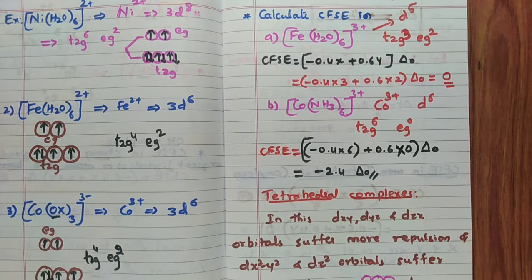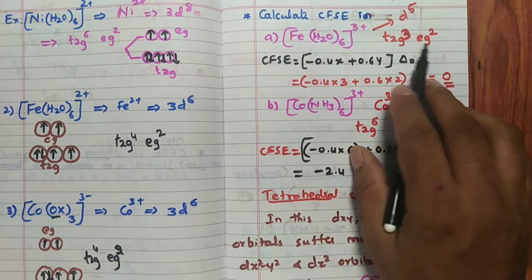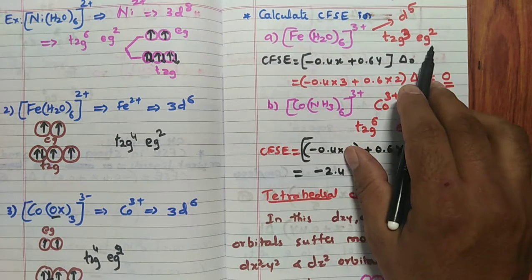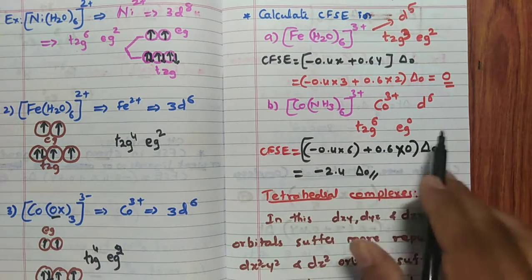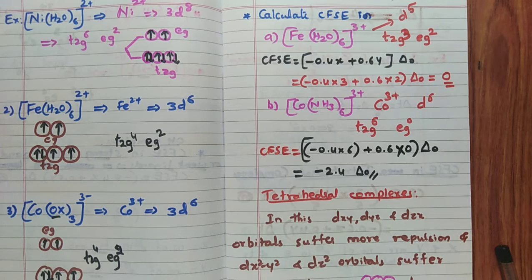Like this we calculate the CFSE in case of octahedral field. It may be a strong ligand or weak field ligand. So first you have to know how to write this t2g eg configuration. After filling that, remember, then you substitute x and y and you will get the answer. I hope you understood this.